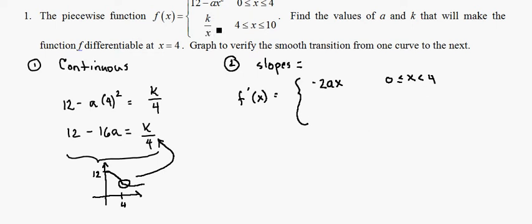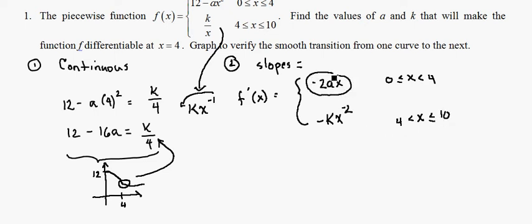The derivative of k divided by x, if you need to think about that using the power rule, I might think of that as k times x to the negative 1. Bring that negative 1 down, and I'll have negative k times x to the minus 2. And that's going to be from 4 all the way up to 10. Now, in order for the slopes to be equal at 4, we're going to set the slopes equal at 4. In a very rigorous class, we'd say that the slope coming in from the left of 4 is equal to the slope coming in from the right of 4.